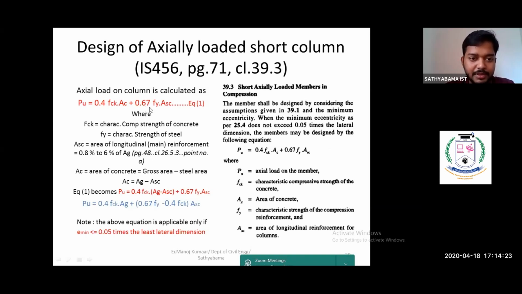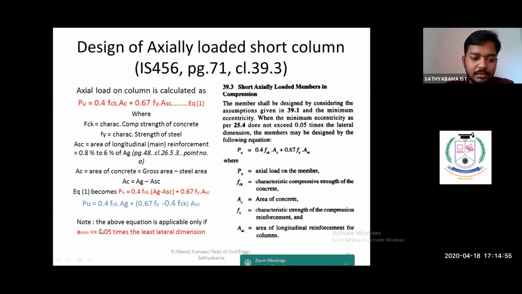And we have modified this equation for simplicity as Pu equal to 0.4 fck Ag plus 0.67 fy minus 0.4 fck Asc, where Ag is the gross area, that is the total cross-section area of the column, and it is calculated as pi into diameter of column whole square divided by 4. Pi d square by 4 will give you the value of Ag.